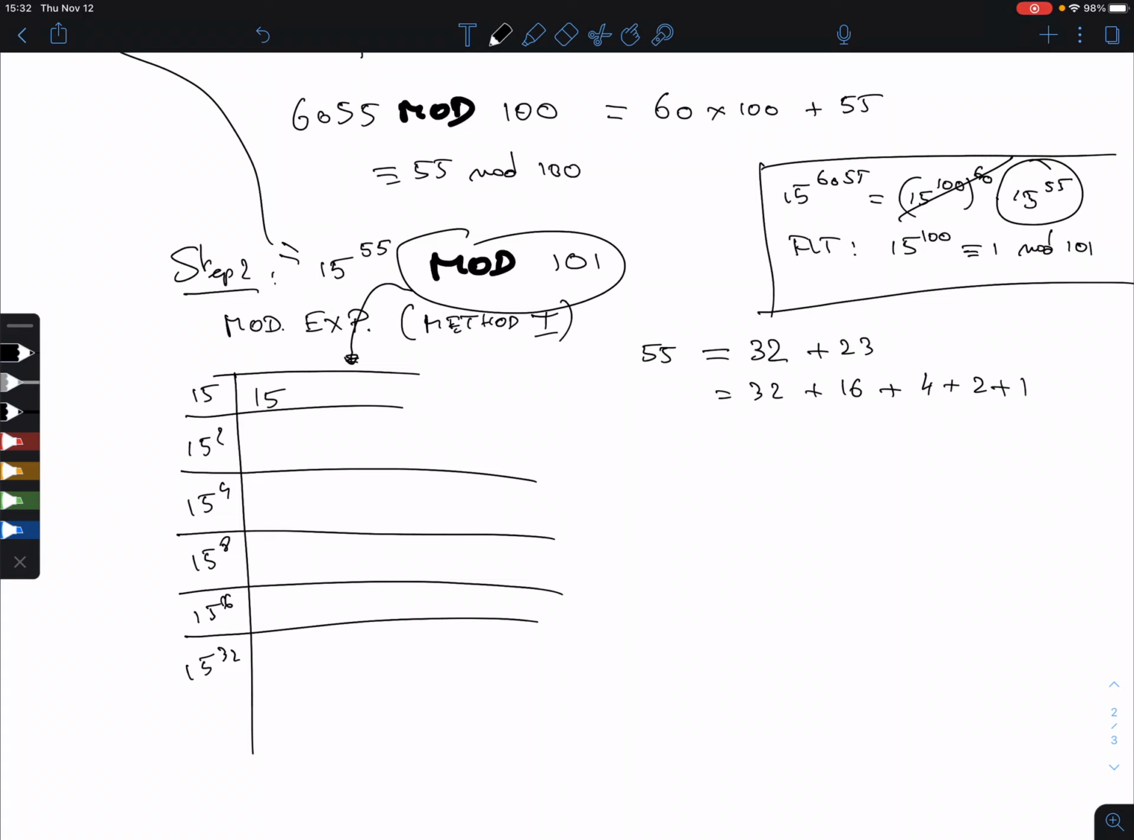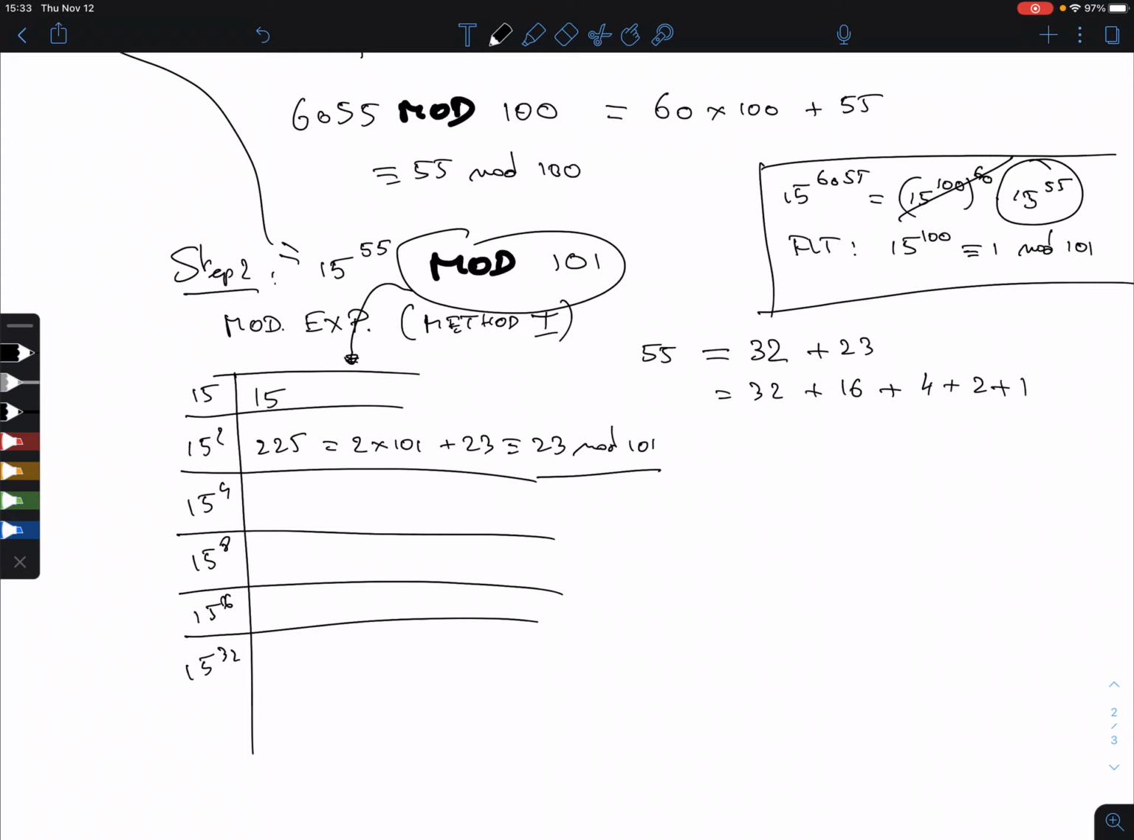So this 15 squared, that is 225. Modulo 101, that is twice 101, 202. So what we're missing is 23. So this is 23 modulo 101. Okay, so we square 23. I'm going to go to my calculator now. I don't want to make mistakes.